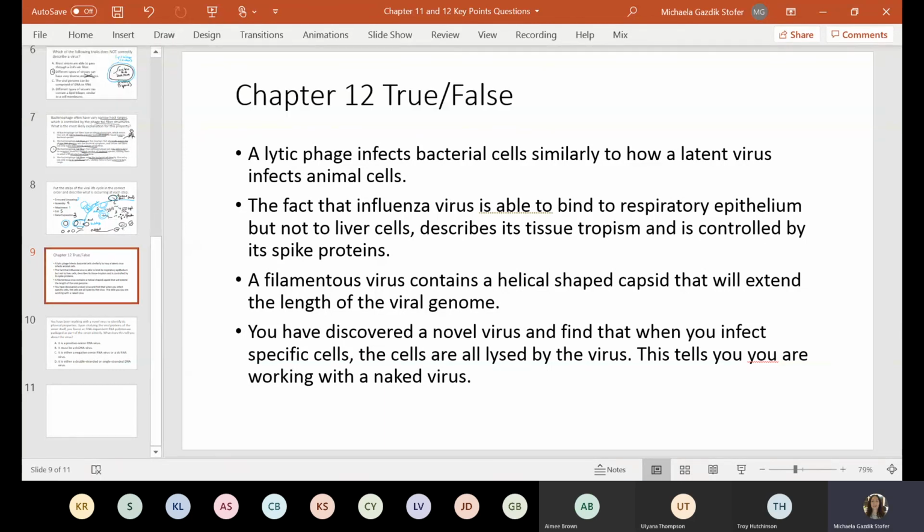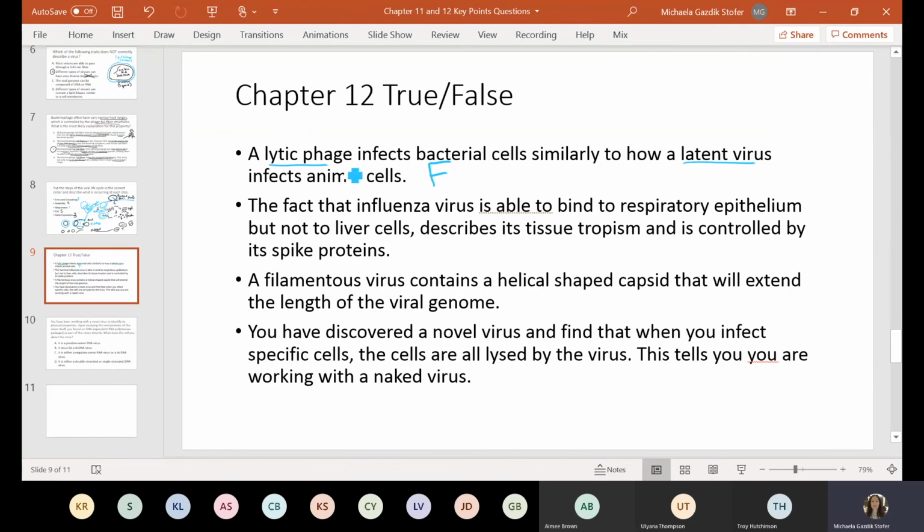Okay, so this first question, we've got: a lytic phage infects bacterial cells similarly to how latent viruses infect animal cells. So go ahead in the chat. Do you guys think that's a true statement or a false statement? Okay, good. I'm seeing a bunch of falses come up. And that's a false statement.